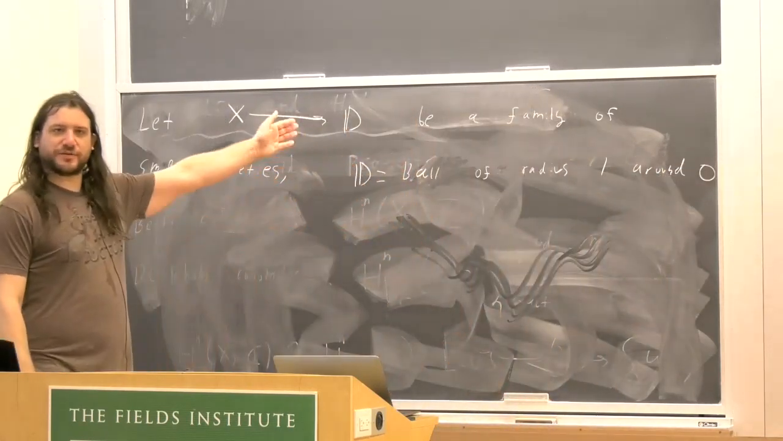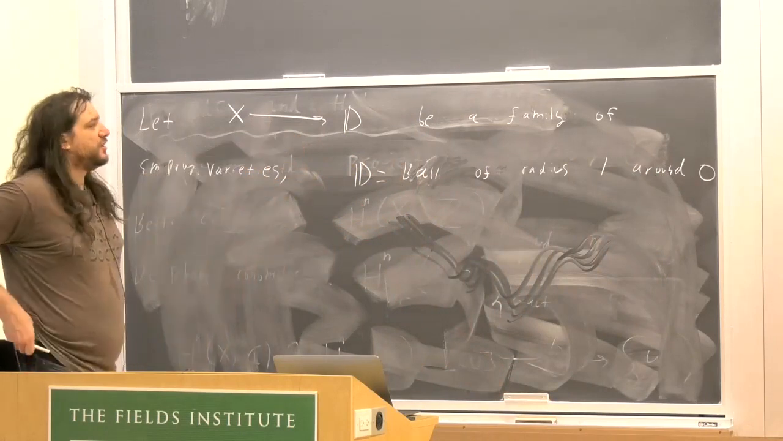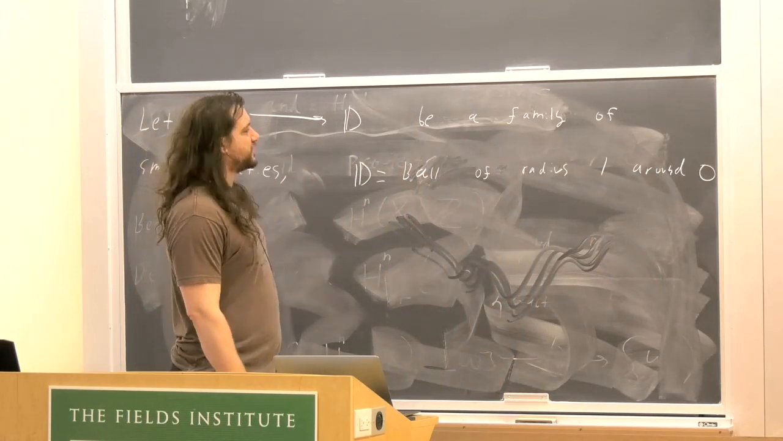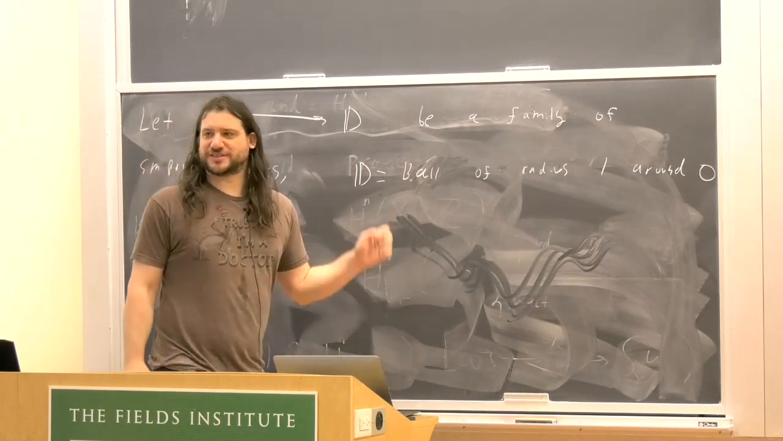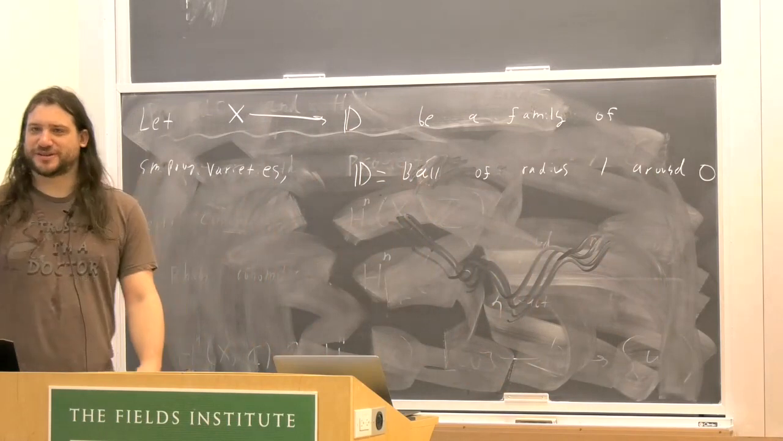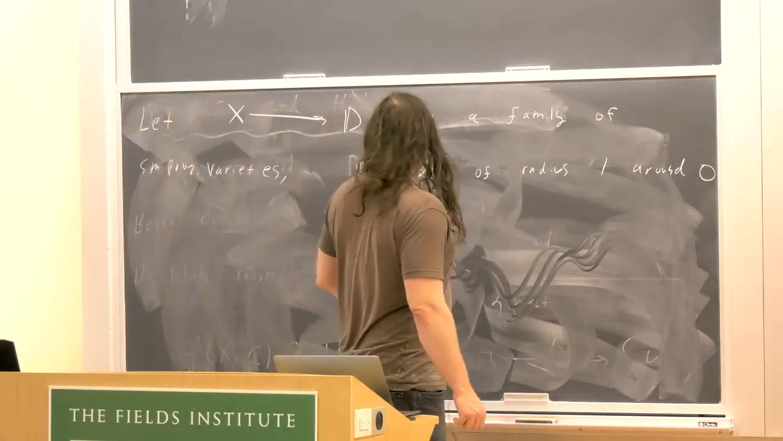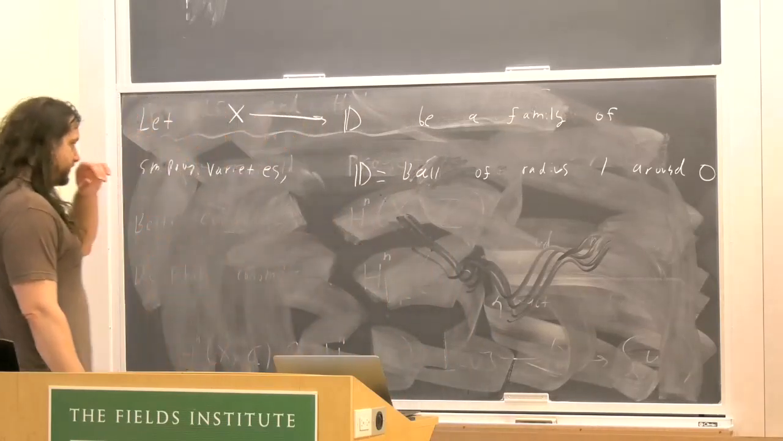You have a holomorphic family of smooth projective varieties. You can define it in any number of ways. You can just give equations whose coefficients are holomorphic functions inside D, or a variety of other ways. You can give a map from D to some Hilbert space. It doesn't matter. So suppose you have this kind of structure.